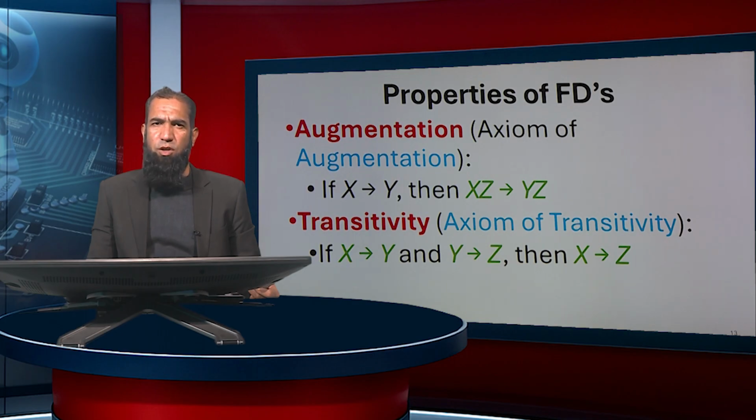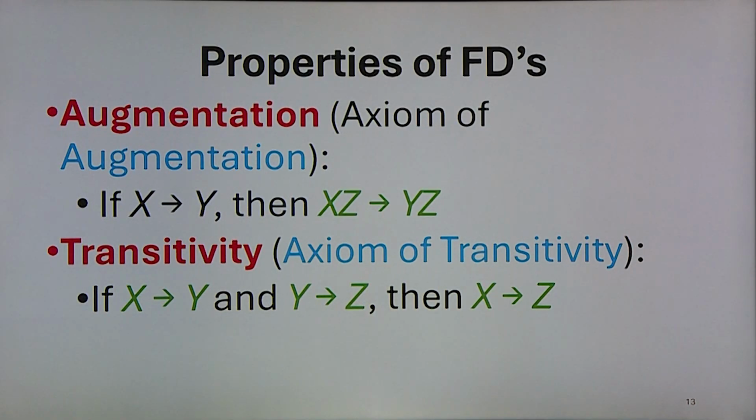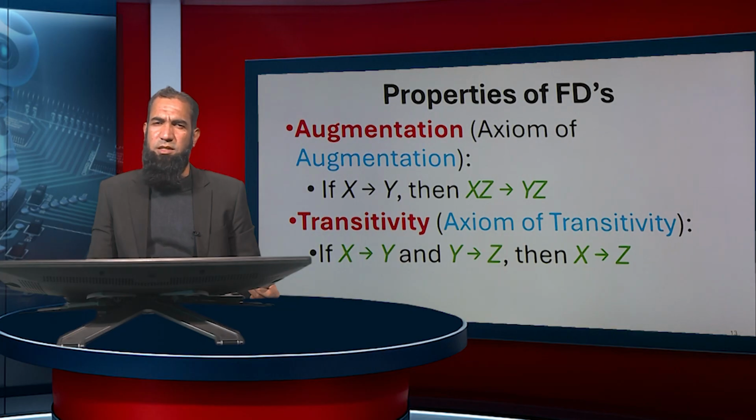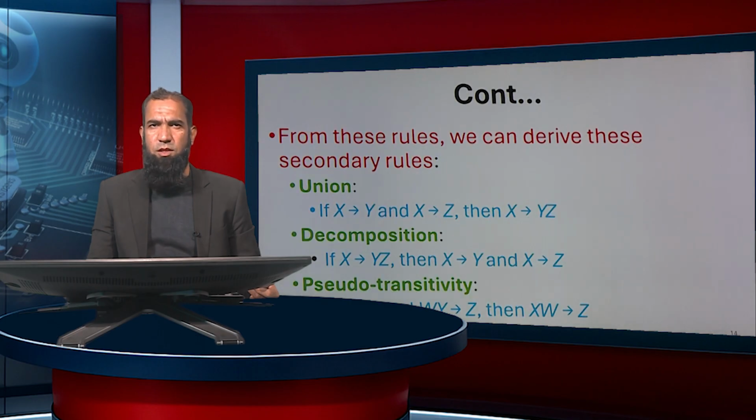The third rule is the axiom of transitivity. This one is quite intuitive. It states that if X determines Y and Y determines Z, then X must also determine Z. In formal terms, if X determines Y and Y determines Z, then X determines Z. This rule is similar to the transitive property we know from math. If A leads to B and B leads to C, then A also leads to C. We have covered the three primary Armstrong axioms: reflexivity, augmentation, and transitivity.